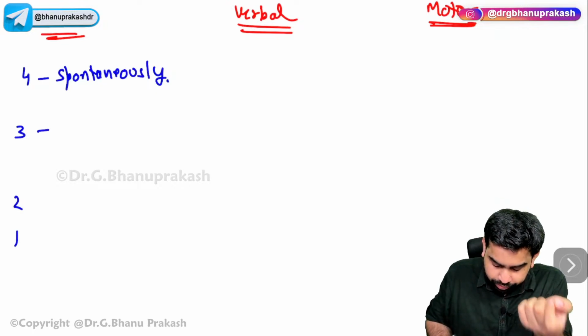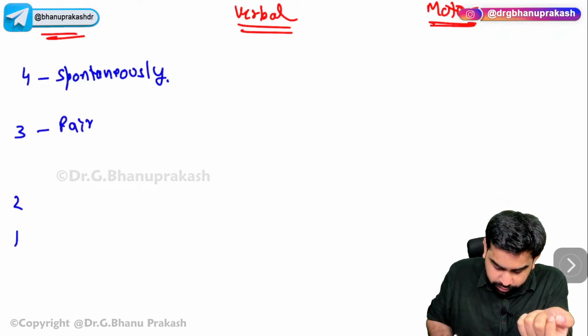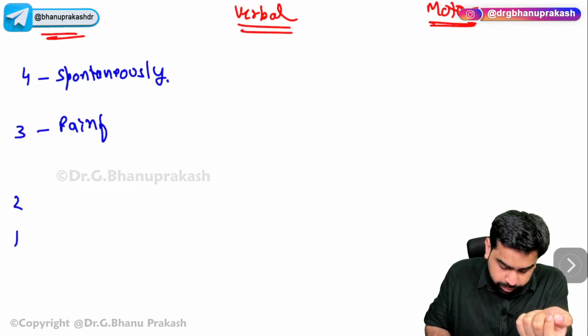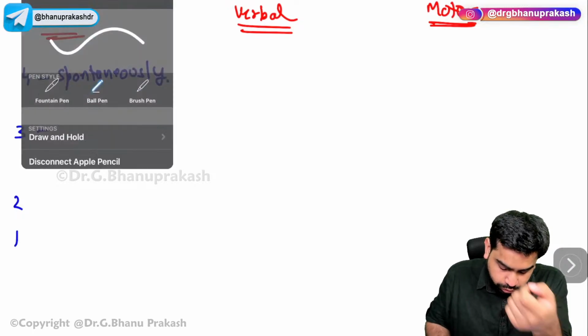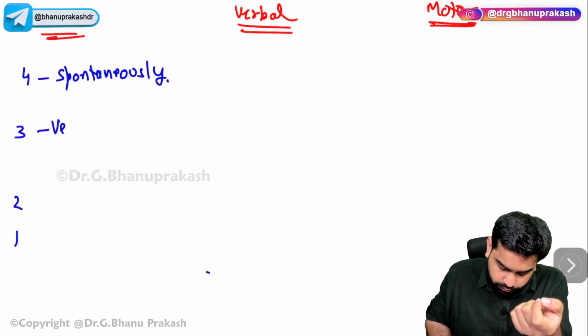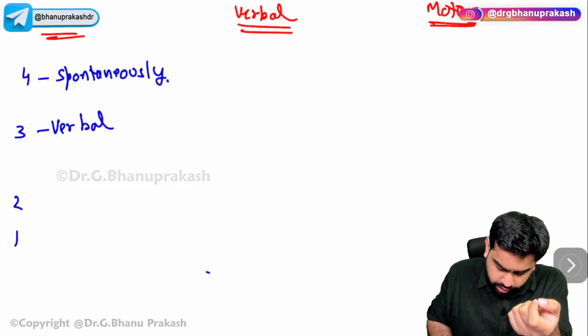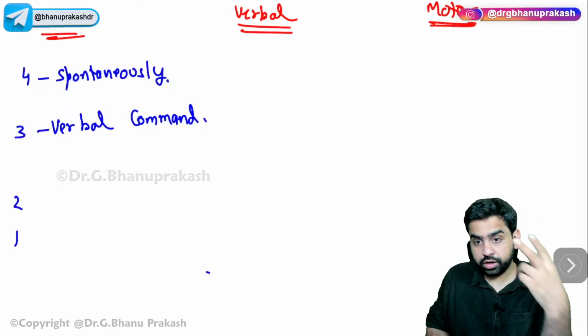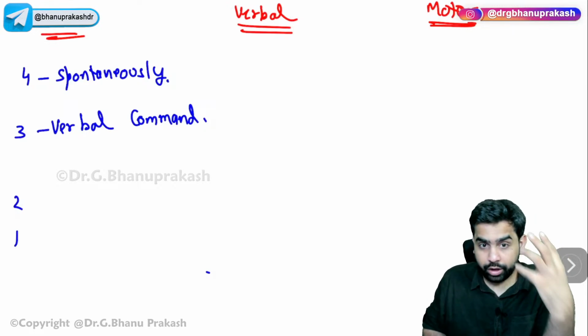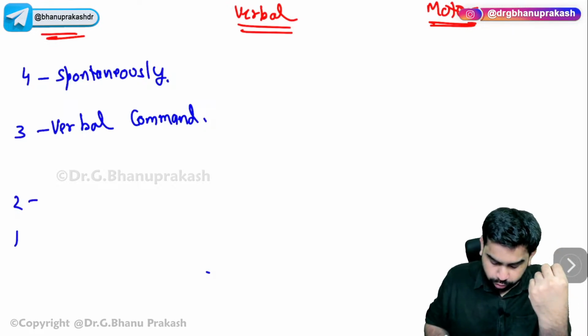What about the 3? 3 is for the response to verbal speech. When you go to the patient and talk to the patient, on verbal command, if the patient is opening the eyes, that is an eye opening response of 3. Then what about the eye opening response of 2?